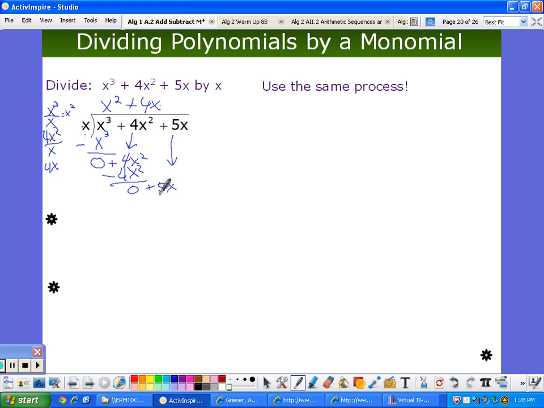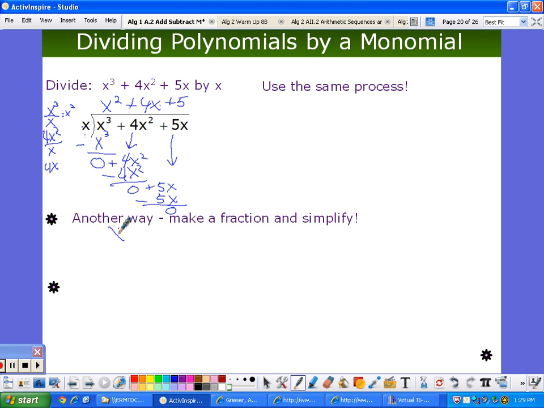x times what is 5x? What is it? 5. 5 times x is 5x. Subtract. There's my remainder. So the quotient here is x squared plus 4x plus 5. Now there is another way to kind of think about this. Yes, sir? When you brought down 4x squared, why did you put the square down there? I did my multiply step. This thing times this thing, 4x times x, just like we did with the numbers. That's where this came from.